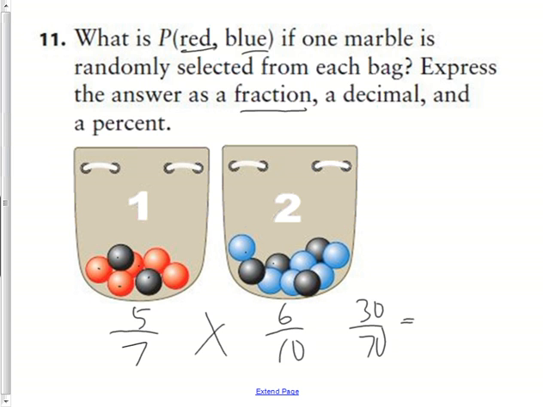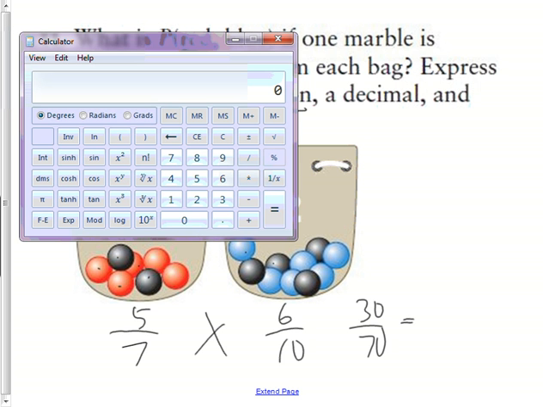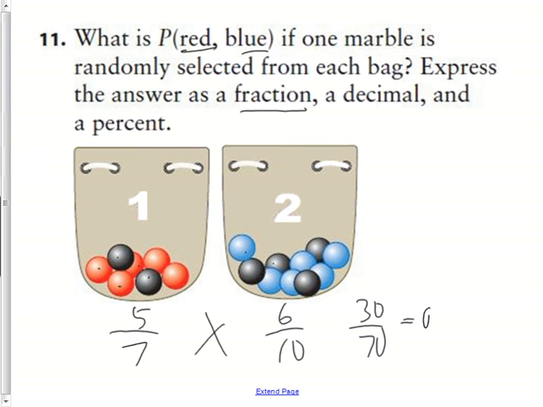If I take 30 divided by 70, I get 0.428571, approximately 0.428, or approximately 42.8% or 42.9%, whatever it happened to be. Okay, that's the probability of that happening. Any questions on that?